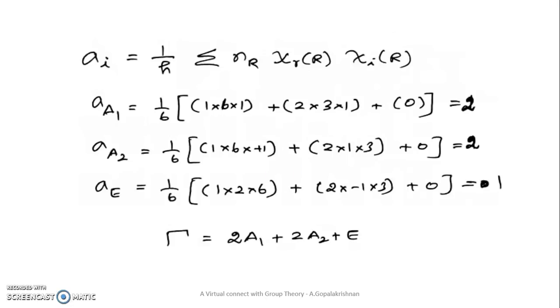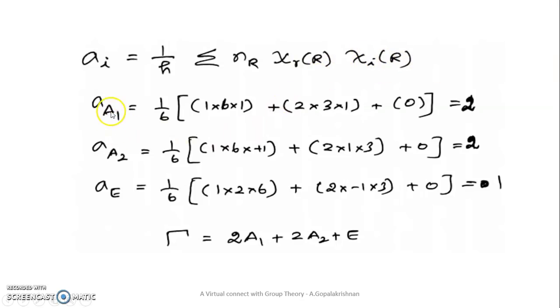You know very well this is the reduction formula: a_i is equal to 1 by h summation n_R chi_R chi_iR. What is h? h is nothing but the order of the group. n_R is the number of operations in each class. Chi R is the character of the reducible representation. Chi iR is the character of the irreducible representation.